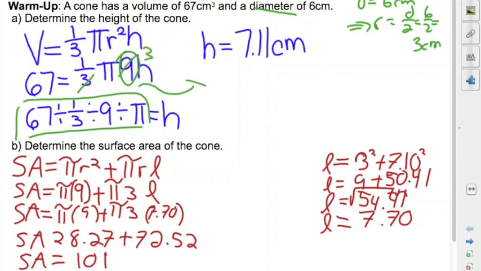So I'm going to continue to work over here. So what we really have is 67 over 3 pi is equal to h. And then once you do that, h is equal to 7.14.